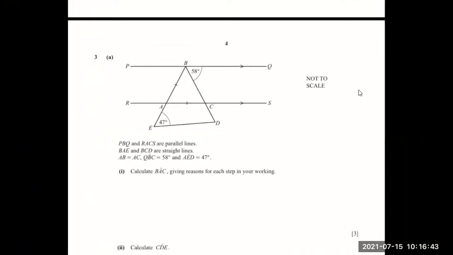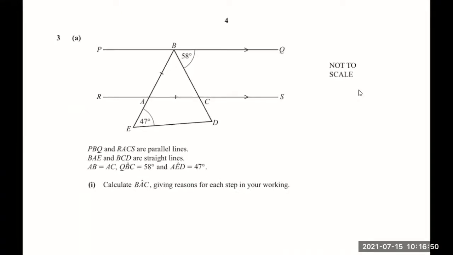Okay. This is another question. It says calculate BAC, giving reasons for each step in your working. So I want to calculate BAC. The first thing that I notice in this question is that there are parallel lines, so there must be some angles that are equal. Let's talk about that angle first. I can say that this 58 must be equal to this 58. So BCA is also 58 because they are alternate angles.